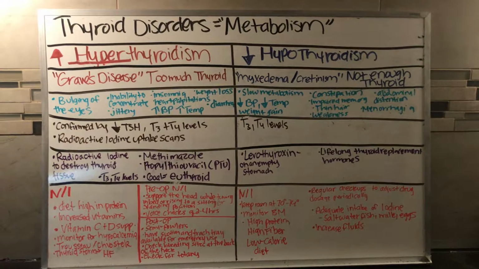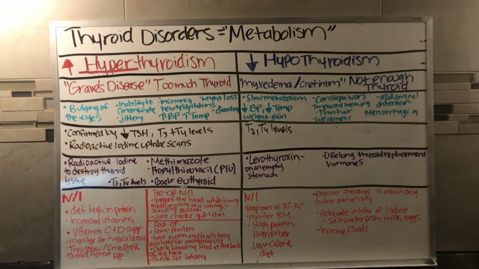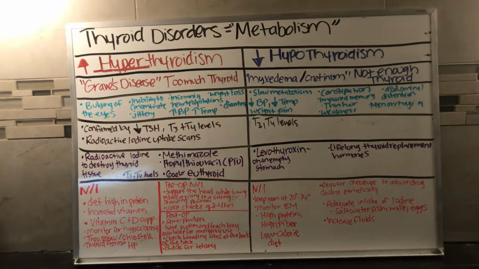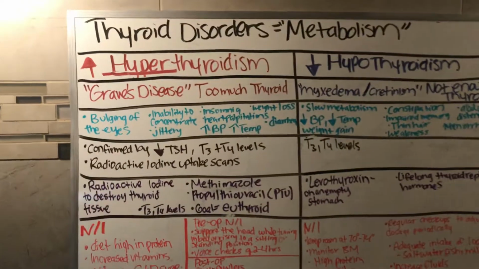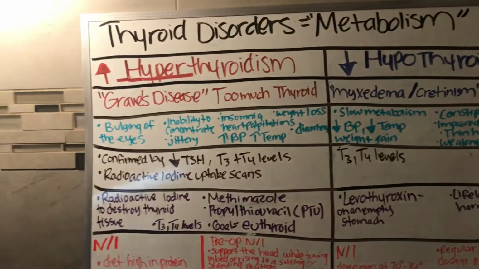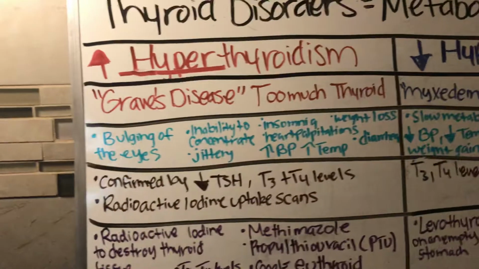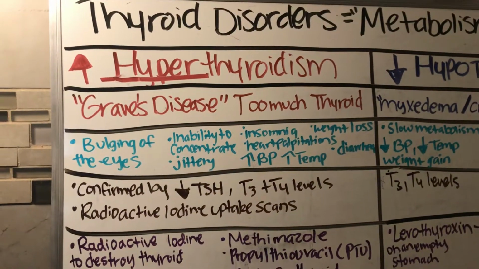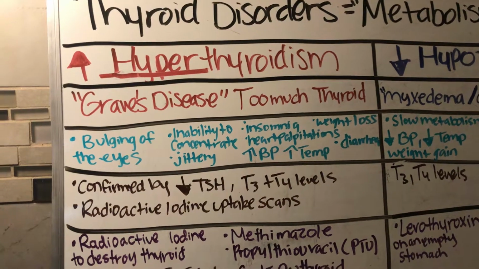So for this video, we're going to talk about thyroid disorders. When you think of thyroid, think of everything metabolism, because your thyroid deals with everything metabolism. So you have hyperthyroidism and you have hypothyroidism. With hyperthyroidism, you have what's called Graves' disease, and that is too much thyroid hormone.